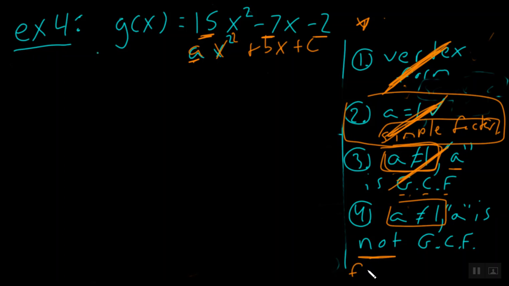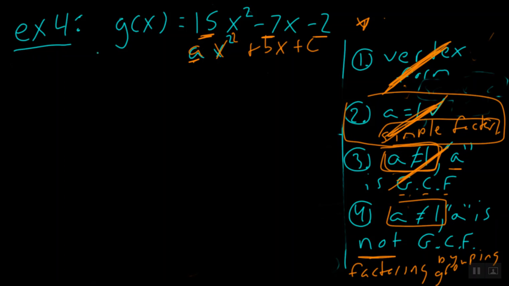So here we will use factoring by grouping. And notice I wrote it kind of weird because my pause button is over here in the bottom right hand corner, and I didn't want to pause the video. But yeah, guys, when a is not equal to 1 and a is not the GCF, we want to attempt to use factoring by grouping. Okay, so what in the world are we going to do here?